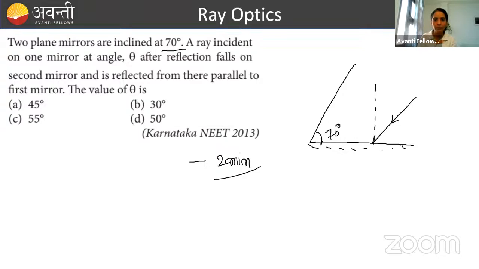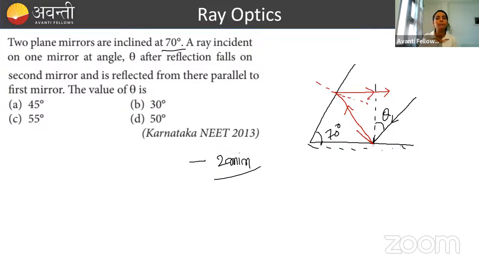So here make the normal. What is this angle of incidence? This is given as theta, right? Now what will happen? After the first reflection from the first surface, it will hit the second surface, right? And on the second surface, again it will suffer reflection, and this reflection will happen in such a way, according to the question, that after reflection the ray will become parallel to the first mirror. So the ray will go something like this.